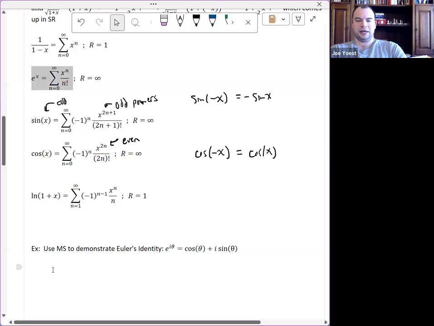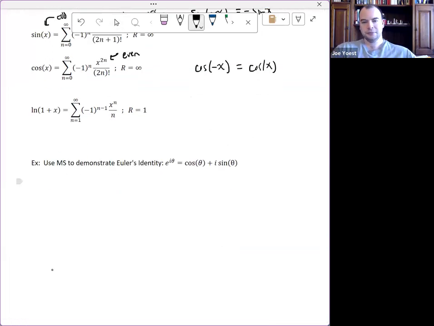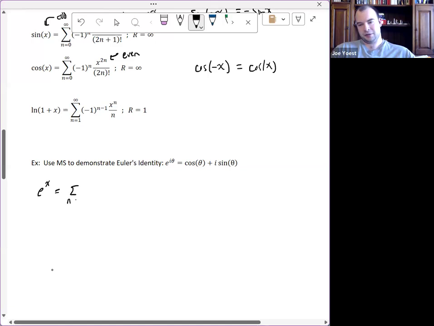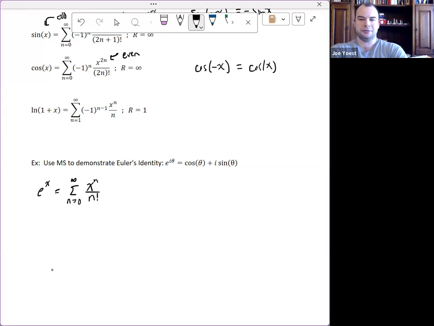So let's take a look at e to the x. e to the x has power series sum n equals 0 to infinity of x to the n over n factorial. So then what is e to the i theta? Well, that's going to be sum n equals 0 to infinity of (i theta) to the n over n factorial.